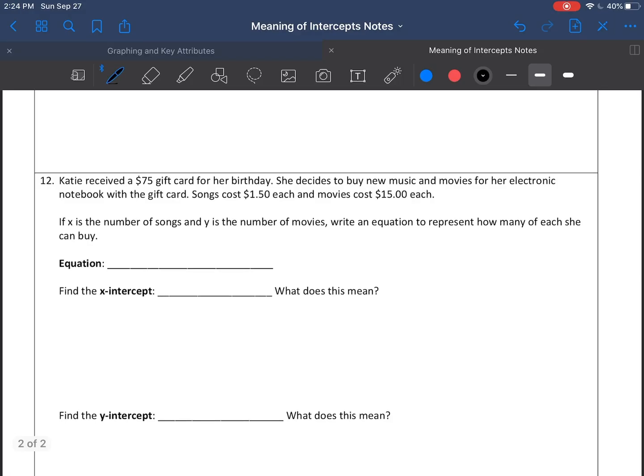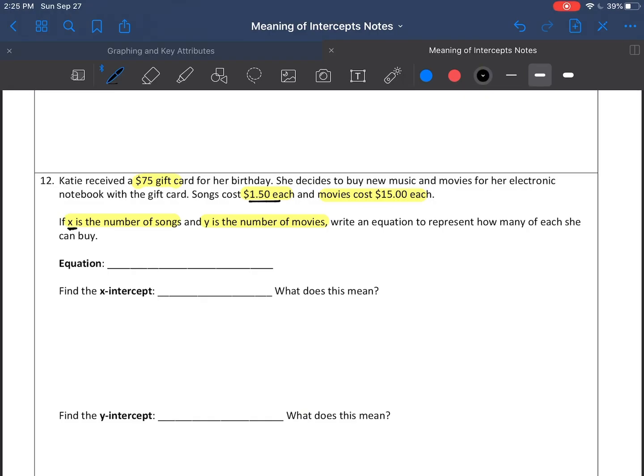Okay, and so in number 12, it says, Katie received a $75 gift card for her birthday. And so that $75 is a total. She decides to buy new music and movies with her electronic notebook, for her electronic notebook with the gift card. Songs cost $150 each. Movies cost $15 each. So we have a total and two rates. X is the number of songs. Y is the number of movies. Write an equation to represent how much of each she can buy.